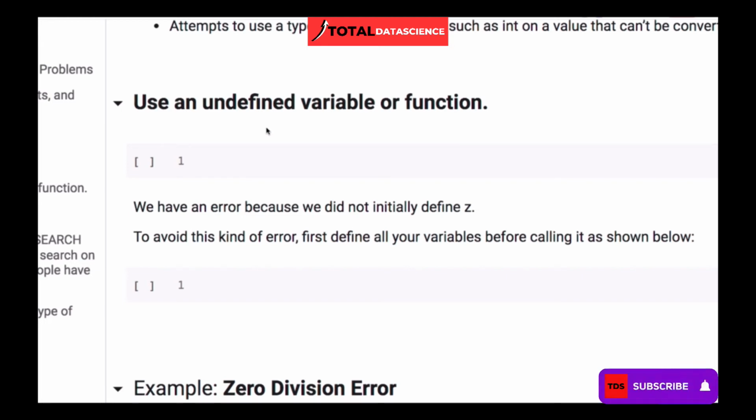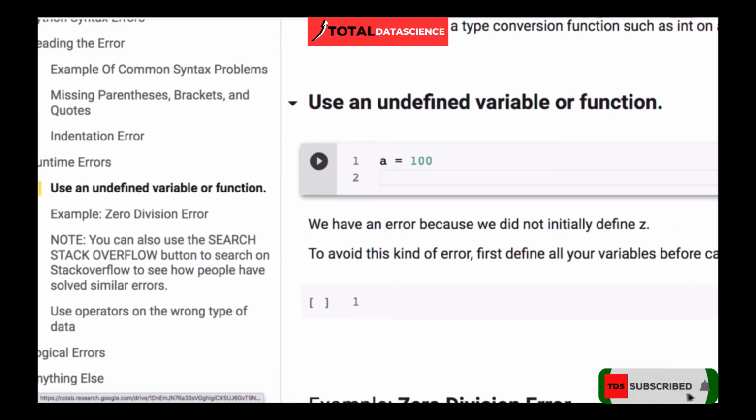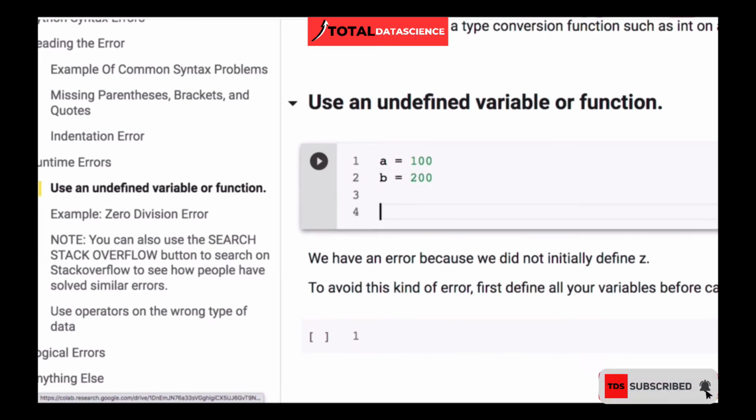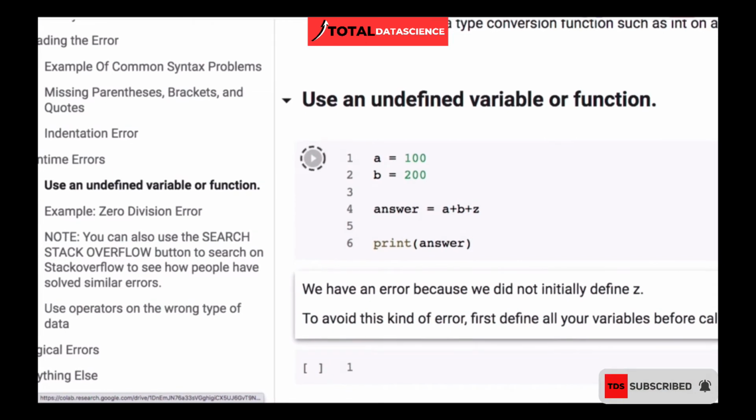So let's see, for instance, if I have a variable a to be say 100. Let's say I want to perform some addition. So I have a variable a to be 100, I have a variable b to be say 200. Now if I want to perform the addition, let me store the results in a variable called say answer. And then that's going to be a plus b plus z. Then I want to print out the answer. Okay, so this is what I want to do. Now let me run this one.